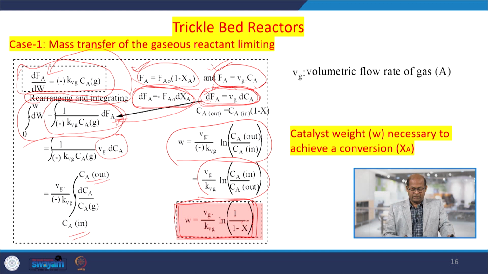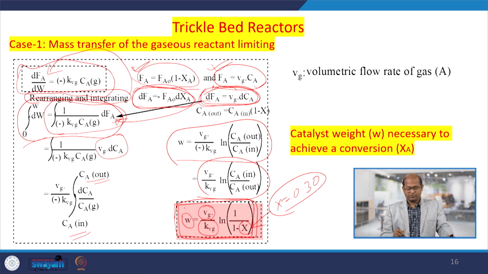If the conversion is fixed for a design for that particular reaction, let us say x equals 30% conversion is needed, we can put it here. If we know the volumetric gas flow rate Vg and the Kvg value, we can put them in, and then the W value can be found using this. This way the catalyst amount necessary to achieve a particular conversion can be found.